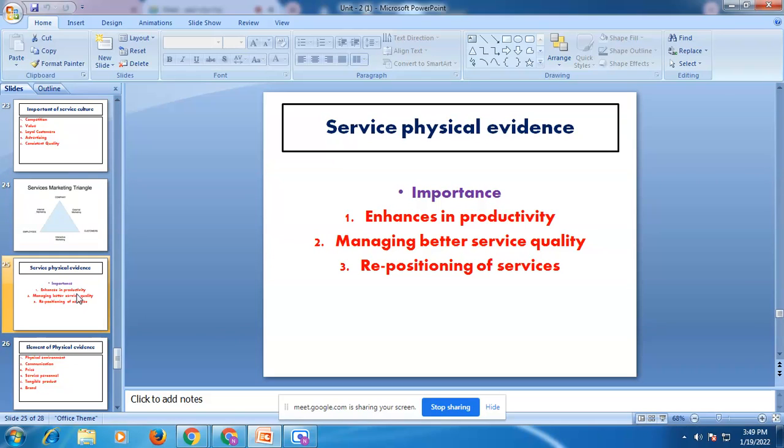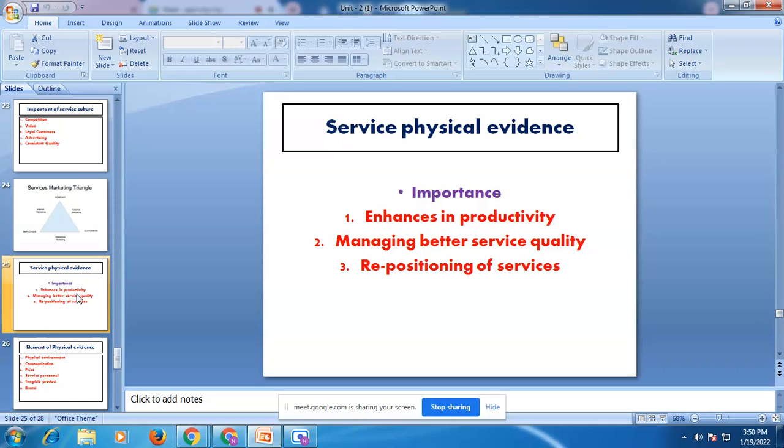Okay. Next is service physical evidence. Basically, a physical setting or environment in which the firm delivers a service and interacts with the customer is known as physical evidence or service physical evidence. There are some importances of service physical evidence. First, to enhance the productivity, then managing better service quality and repositioning of a service.